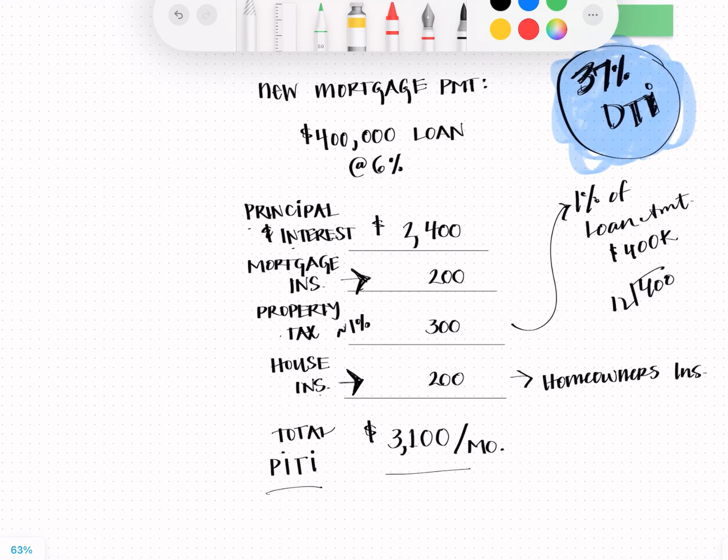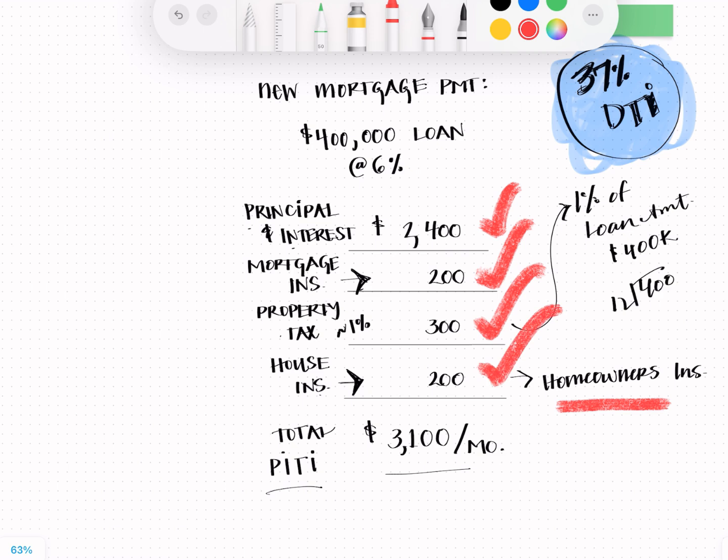And here we have principal and interest, mortgage insurance, property tax, and your house insurance, which is really called homeowner's insurance. I'm calling it house insurance just to explain that your house insurance is the insurance that covers your house. Mortgage insurance is insurance that covers the lender in the event that you default. So the mortgage insurance doesn't really add a lot of value to you.